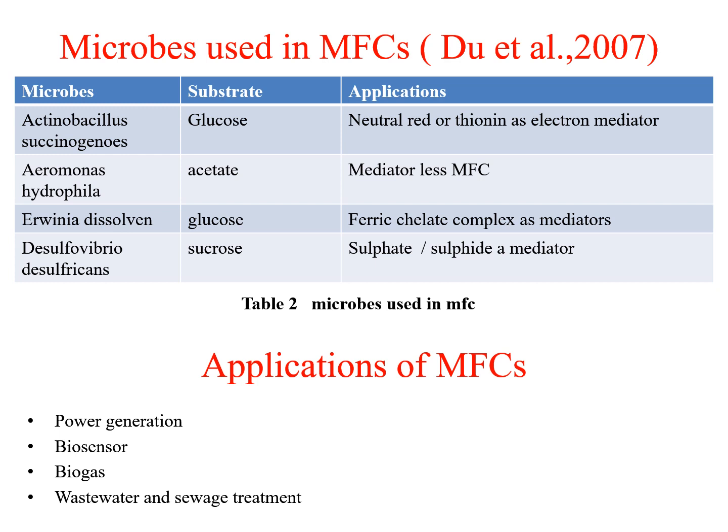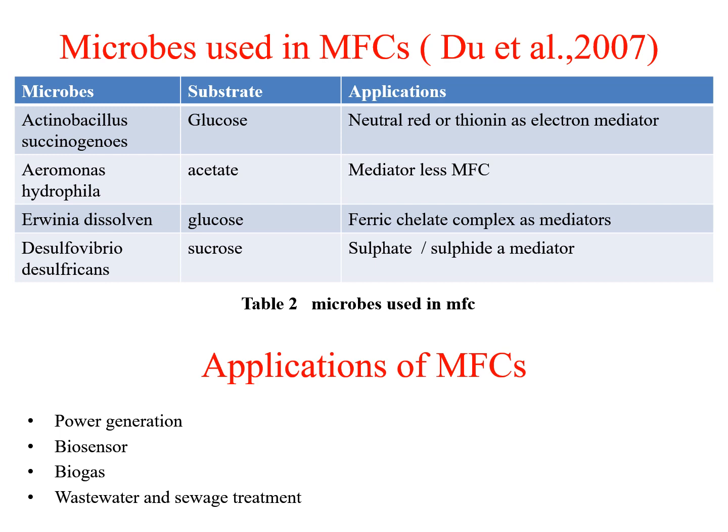Various microbes used in MFCs. The first one is Actinobacillus succinogenes. Its substrate is glucose. If we are using this microbe, then we have to use thionin as an electron mediator. The second one is Aeromonas hydrophila. Its substrate is acetate. If this type of microbe is present in the wastewater, then we have to construct a mediatorless MFC.